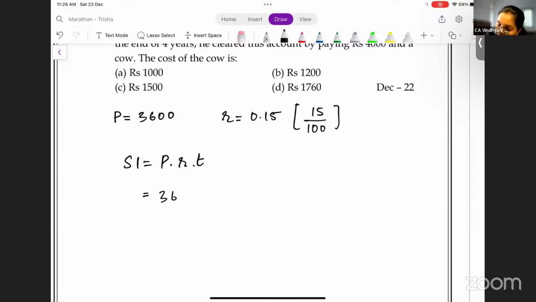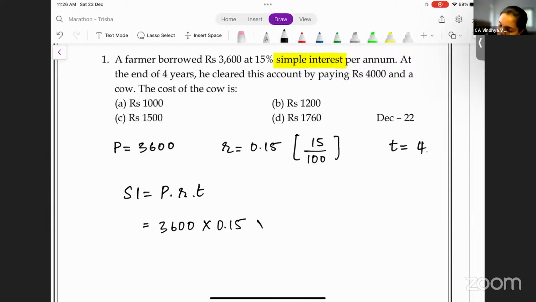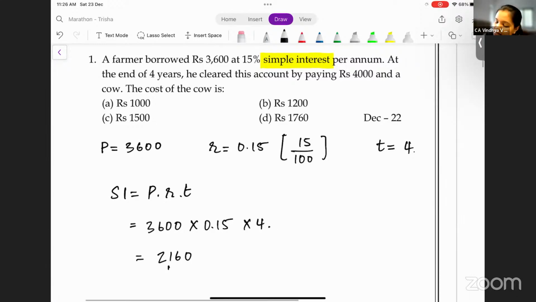What is P here? 3,600. What is R? 0.15. And what is the time? The time is given as 4 years. So 3,600 into 0.15 into 4. What do you get the answer as? Please calculate with me. You get the interest as 2,160. This is your simple interest.